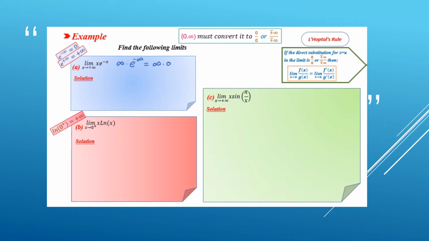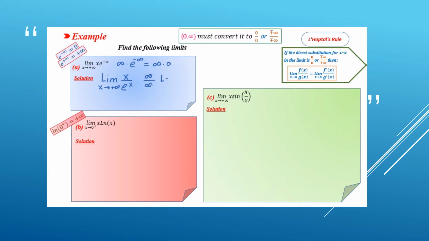two functions, numerator and denominator, where the direct substitution of positive infinity will be 0 over 0 or infinity over infinity. We can do this by rewriting e to the power negative x as 1 over e to the power x. So our limit is the limit of x divided by e to the power x when x goes to positive infinity. Now by direct substitution it will be infinity over e to the power infinity, which equals infinity over infinity.